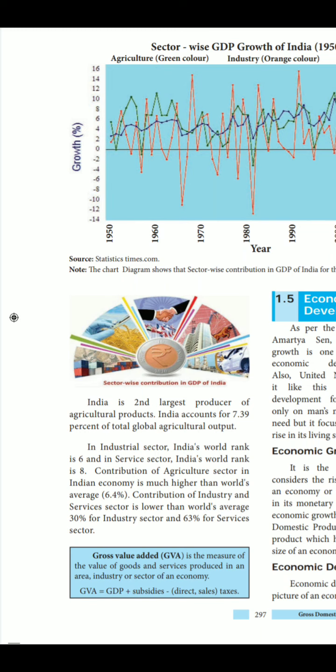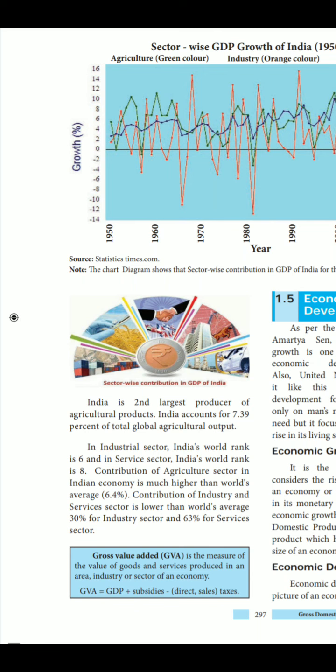Okay. Now what is GVA? That means gross value added. That is the measure of the value of goods and services produced in an area, industry or sector of an economy. So how can we calculate this gross value added? It means GDP plus subsidies minus direct tax or sales taxes. Okay, GDP plus subsidies minus taxes. What are the taxes? Direct tax and sales tax. Are you clear?